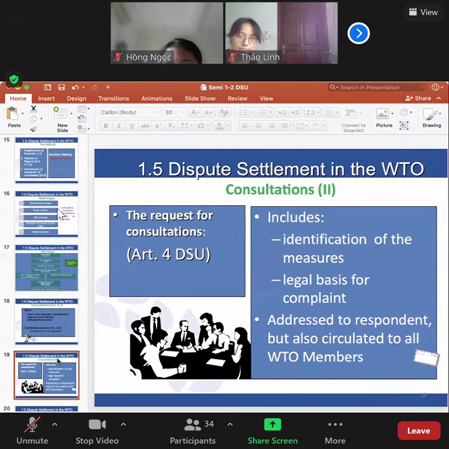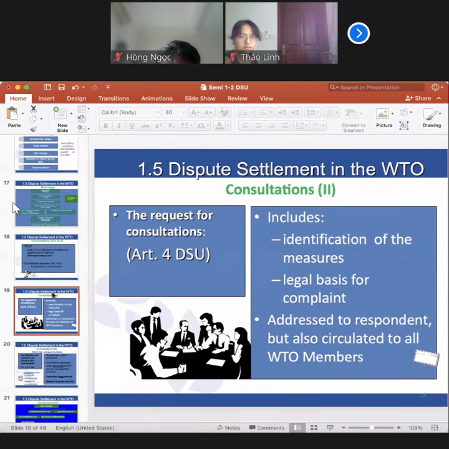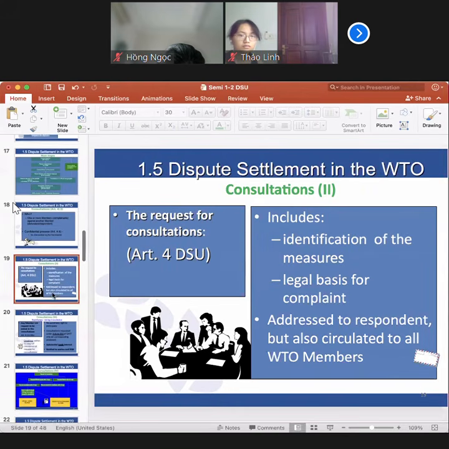The request has to be sent to the respondent, but it is also circulated to all WTO members, because as I have mentioned many times, this is a member-driven organization, and so everything has to be watched by the members of the system. The WTO Secretariat has nothing to do at this stage. That is why it is a kind of confidential process. Only the WTO members know about the arising issue, the conflict at this stage, and the things happening amongst the members.